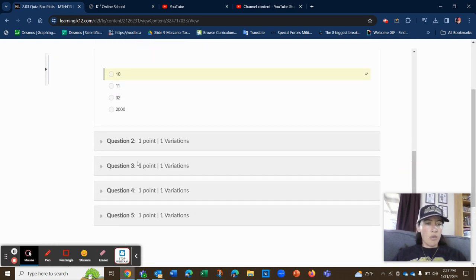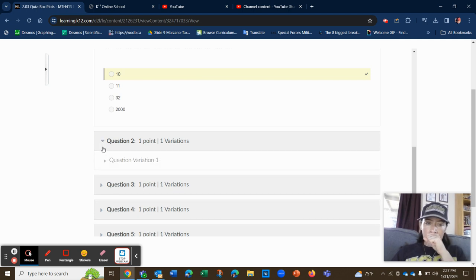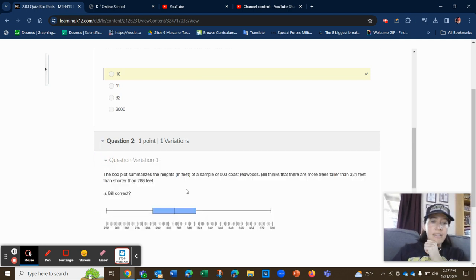Okay, question 2. The box plot summarizes the heights in feet of a sample of 500 coast redwoods. Bill thinks that there are more trees taller than 321 feet than shorter than 288 feet. Is Bill correct? Okay, so this has to do with how a box plot splits up your data, and that's kind of important to know.